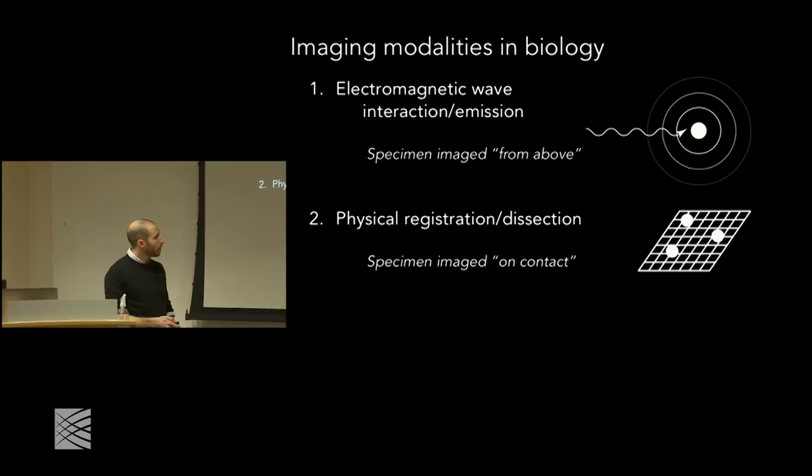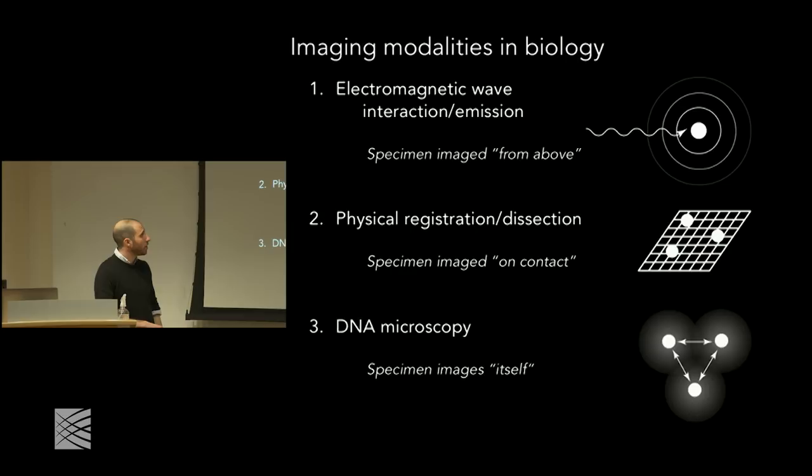So DNA microscopy is what I would say is the third imaging modality within this framework of biological imaging. And DNA microscopy basically allows you to get the sample to image itself. And what I mean by that is that the goal of DNA microscopy is to get individual molecules within a sample to communicate with one another and generate sufficient information about their proximities so that you can actually reconstruct an image de novo from those proximity data points.